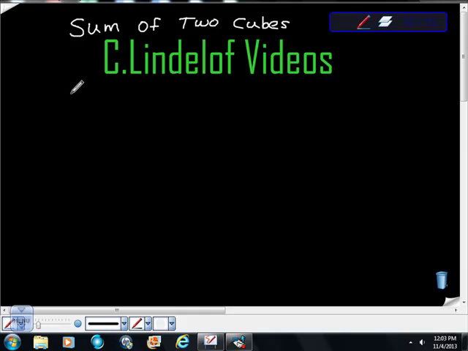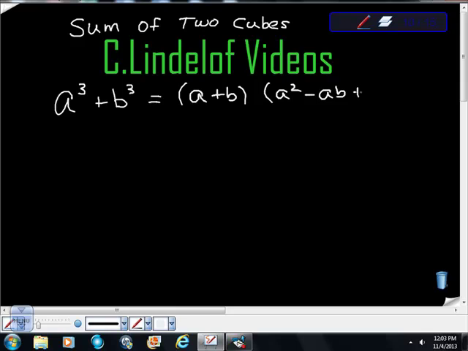So if we have two cubes, a cubed plus b cubed, first you just have to memorize this a little bit, and then you just apply it, and we'll take a look what that means in just a second. We'll get a plus b times a squared minus ab plus b squared. So that's what we have. That's what we're going to start with.